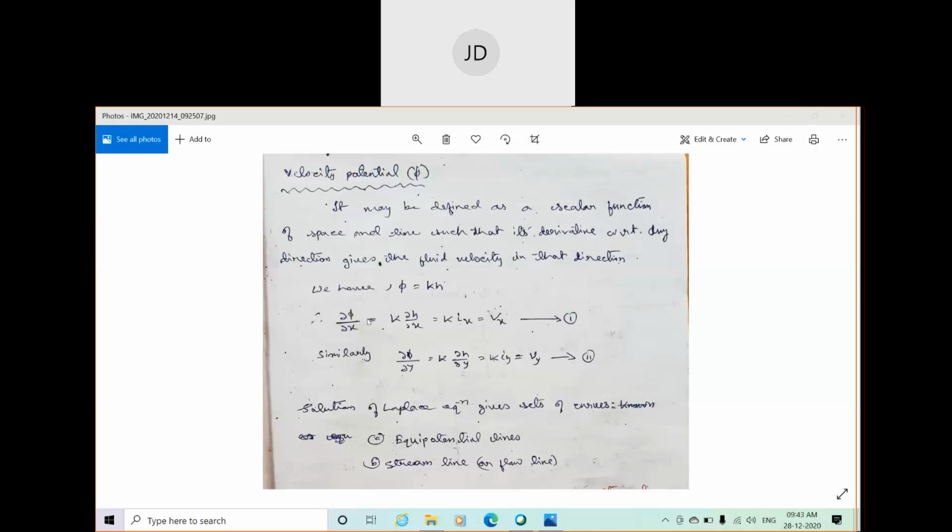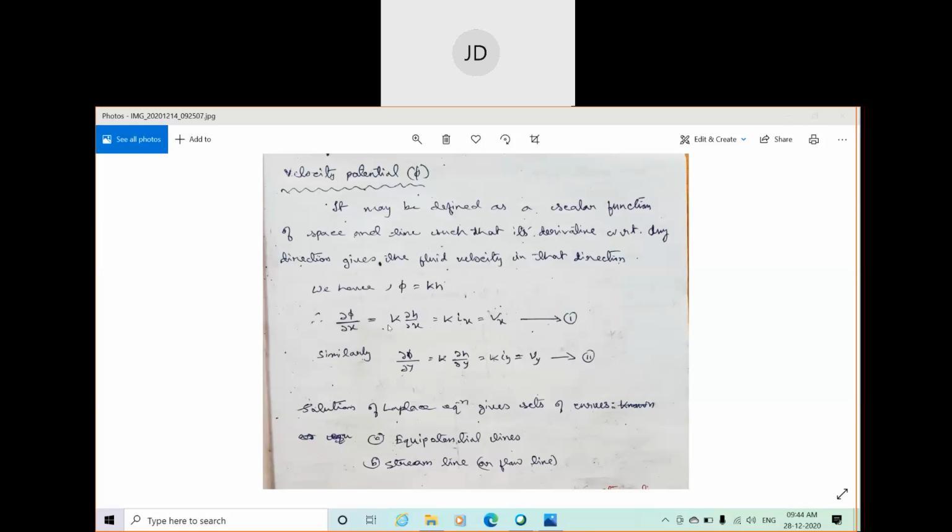Okay, that means del phi by del x. Mathematically, we can write del phi by del x, that is the derivative of phi with respect to the x direction. If you go on solving this, what will we get? In place of phi, put the value k into h, where k is a constant term in a particular direction. So let's take k separately.